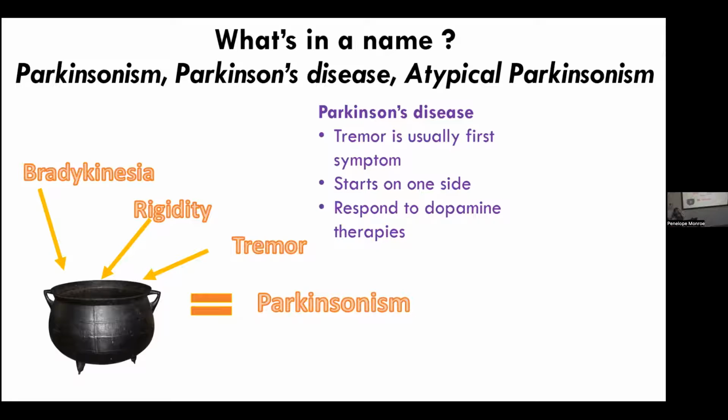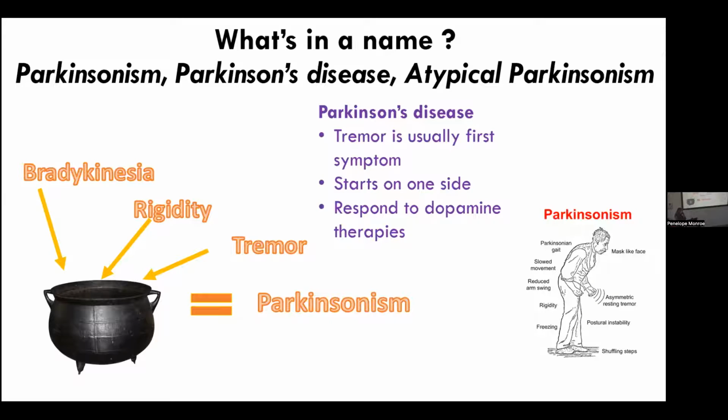It often starts on one side, and that is quite important for the neurologist to identify. And Parkinson's disease usually responds to therapies that we use for the disorder, which mainly center around increasing dopamine levels within the brain. So that's quite a typical picture of someone with Parkinson's.